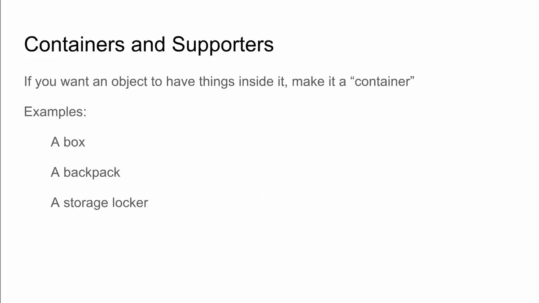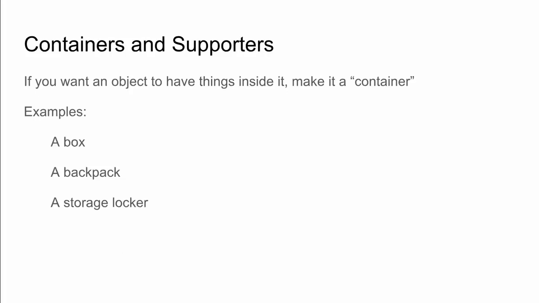So, first type of object I'm going to talk about are containers and supporters. Containers, that's pretty obvious. Supporters, maybe not so much. If you want to be able to put objects inside of another object, that object that you're going to put the things in needs to be marked as a container. And there's actually a checkbox if you go into Lantern to make an object a container. So if you want to put something inside it, check the box to make it a container, and then you'll be able to put things inside it.